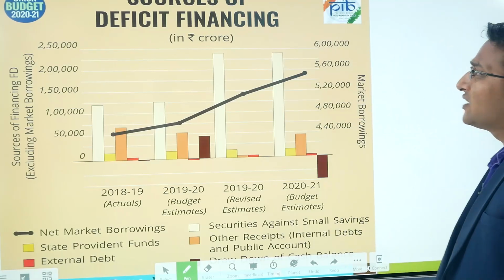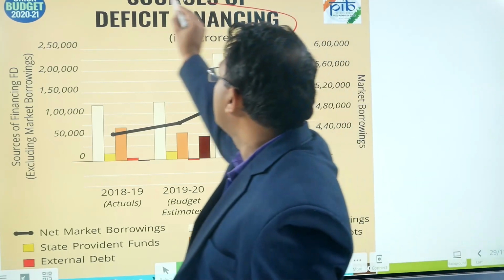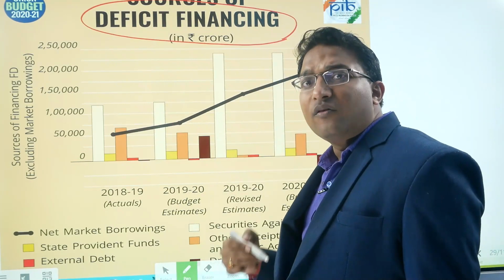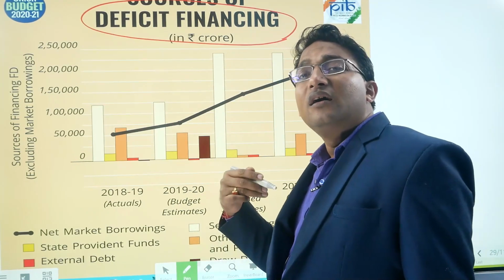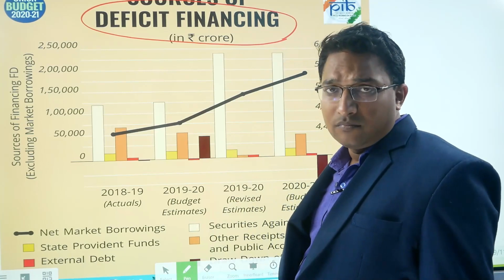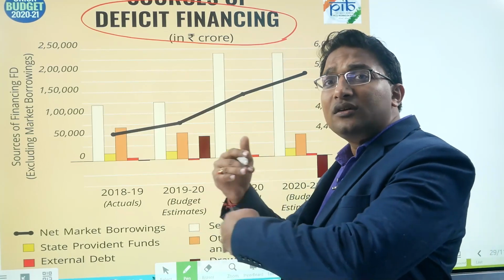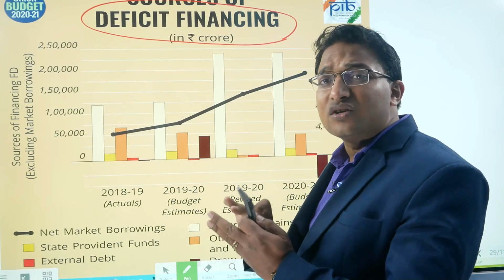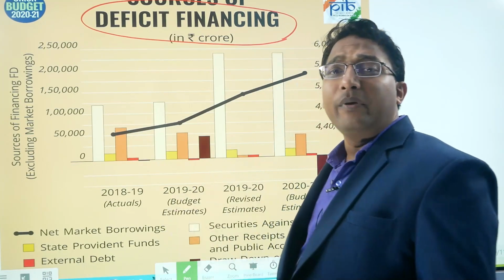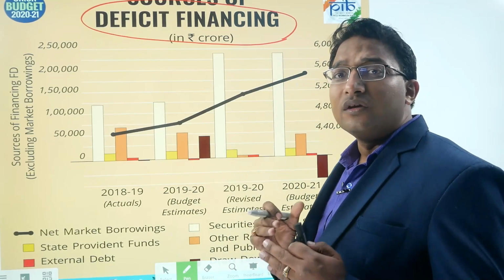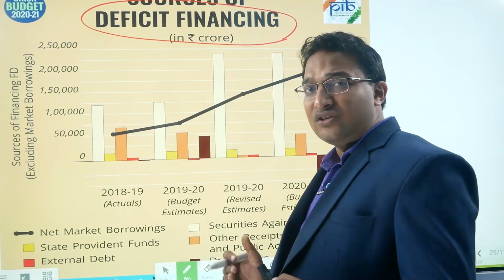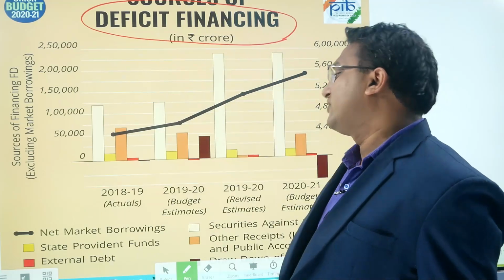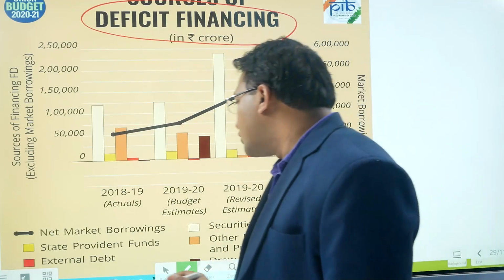Now, what are the sources of deficit financing? Deficit financing means from where the shortfall in the receipt has been covered up. How the government has ensured that even if there is shortfall in the receipt compared to the expenditure, the finances are arranged. So what are the sources of financing the deficit? So there are multiple sources.